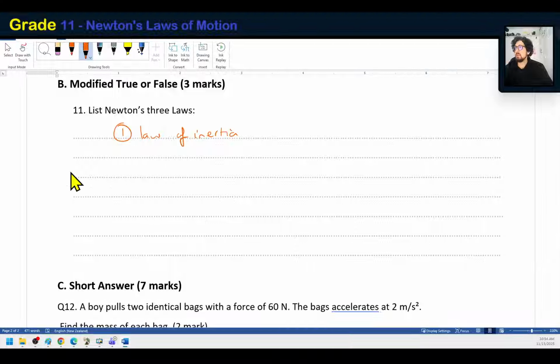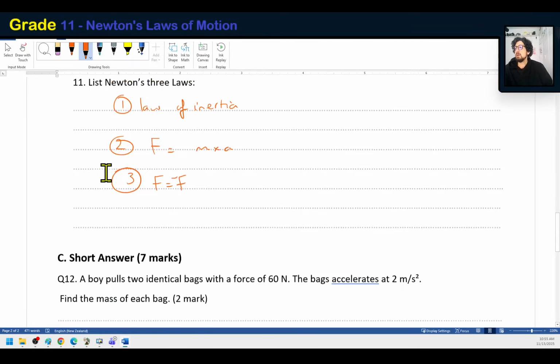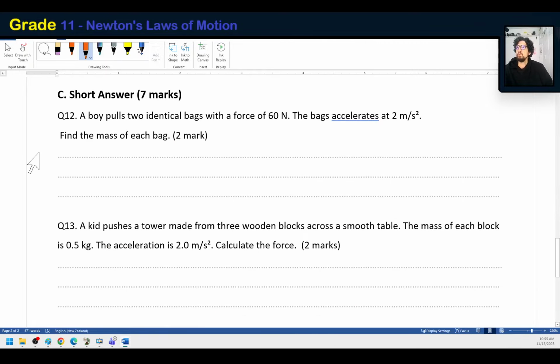Then we have the second law, which is that force is related to mass times acceleration, or force is equivalent to mass times acceleration, or you can write it this way. And the third law states that for every action there is an equal and opposite reaction, and you can write it this way. So force equals negative force. So for every action there is an equal and opposite reaction. We're doing quite well. Let's keep going.